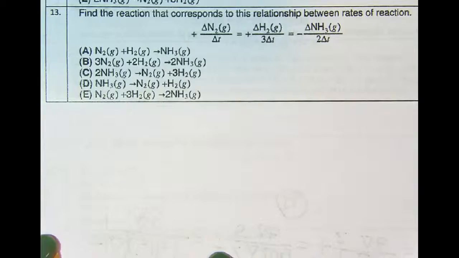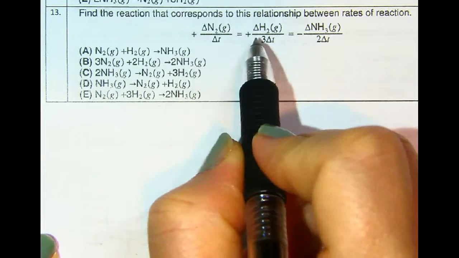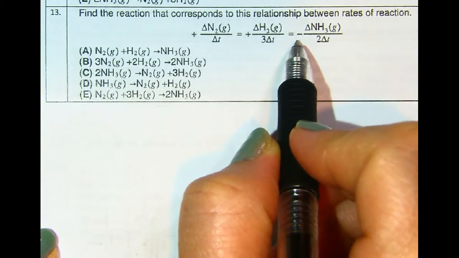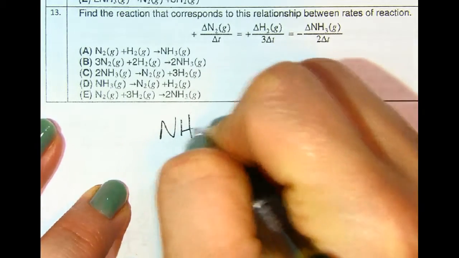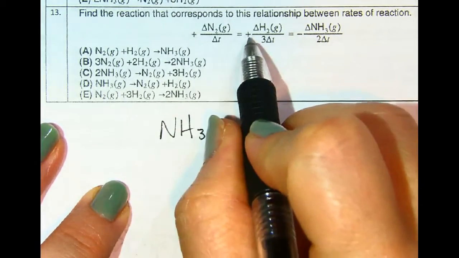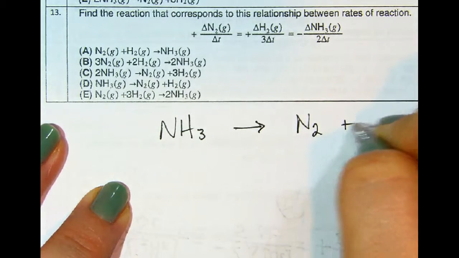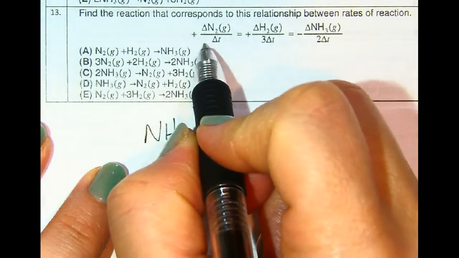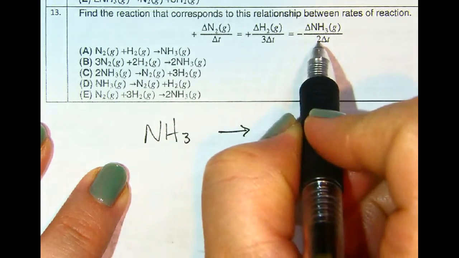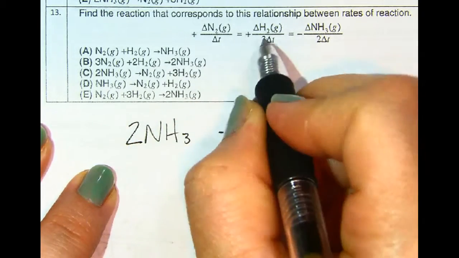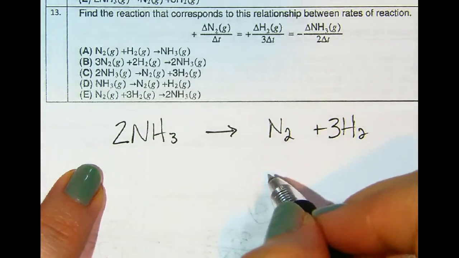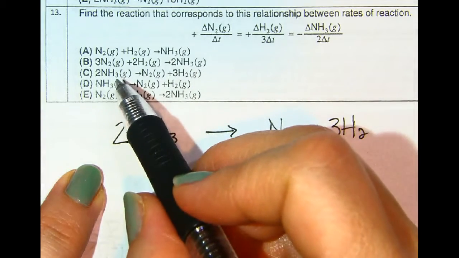Number 13, find the reaction that corresponds to this relationship. And so notice that we have these 2 values are the positives and this one's the negative. Remember, the negative represents my reactants, is what's disappearing. So NH3 is the reactant, yields, and both of those are positive, so they're both forming, so they are both my products. And now I just need the coefficients of these, which I can find in the denominator. This is a 1 to 3 to 2 ratio, so there's 2 in front of ammonia, 3 in front of hydrogen, and a 1 in front of nitrogen. And so this would be the correct answer, and that is letter C.